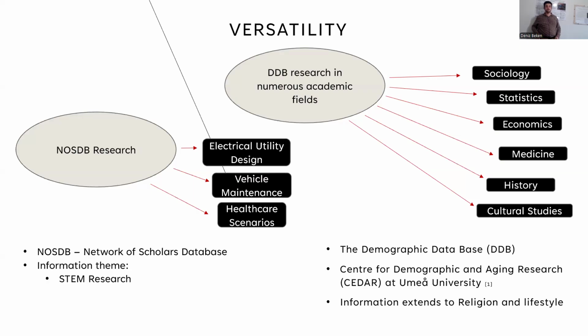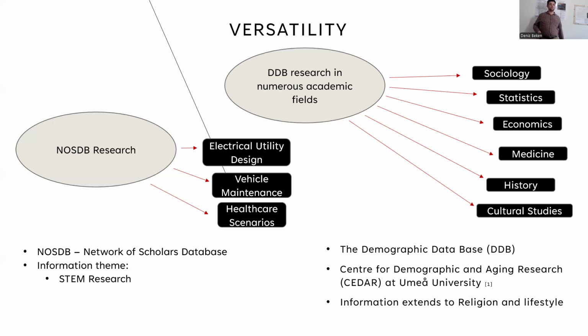So let's look at another benefit. Another benefit is versatility. We looked at, in the research for this, a database in Sweden called the DDB, or the Demographic Database. This was a database designed by Umeå University in Sweden, the Center for Demographic and Aging Research, or the CEDAR. Their information covers many different subjects: sociology, statistics, economics, medicine, history, cultural studies, and it even extends to religion and lifestyle. This is not surprising considering this is for a university, so it needs to tackle many different fields.